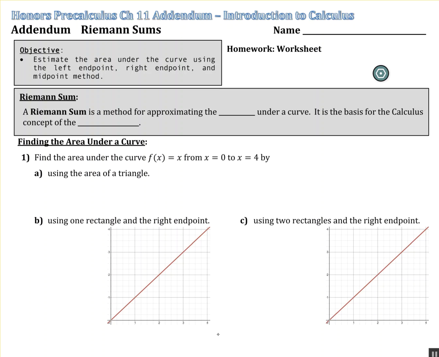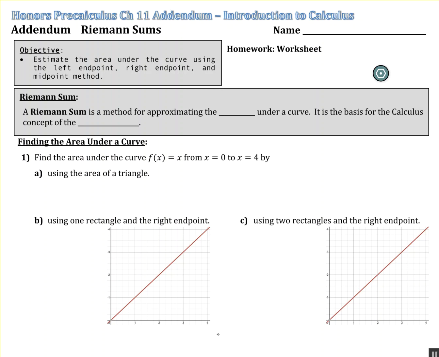This is on Riemann Sums, which is not in your textbook, so I created kind of my own little packet. So in addition to this note sheet, you can find a little two-page booklet that basically replaces the textbook for this section.